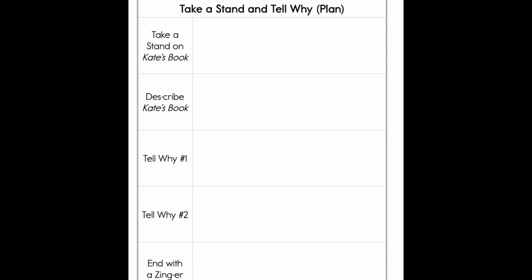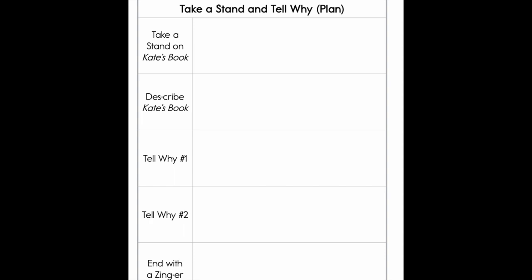If you put your finger on the second row, they ask us to describe Kate's book. So tell us what Kate's book is about. Who are the characters? Where does it take place? What are some of the problems in this story? If you put your finger on the next row, we want one reason why you like this book or why you don't like this book. If you thought about this before, it will be easy. Now put your finger on the next row. We want to know the second reason of why you like this book or why you don't like this book. Or even if you're not sure, tell us why.